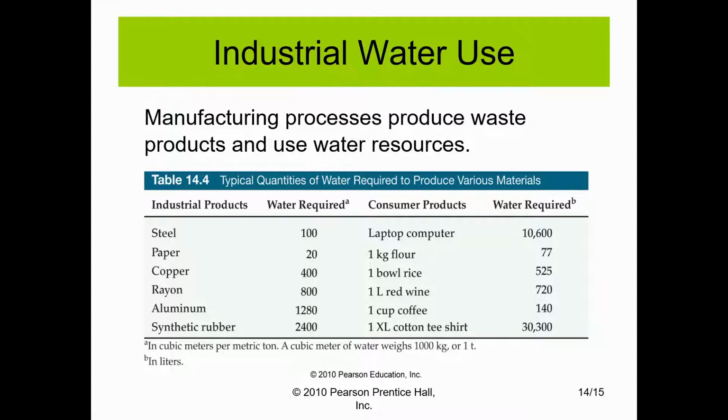Water is used for many different industrial activities and manufacturing. In table 14.4, we can look at some industrial products and the amount of water that's required to produce these materials. These are some of the hidden costs of water. For example, in order to build a laptop computer, 10,600 liters of water is required.